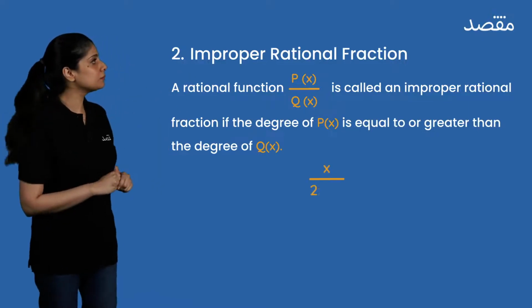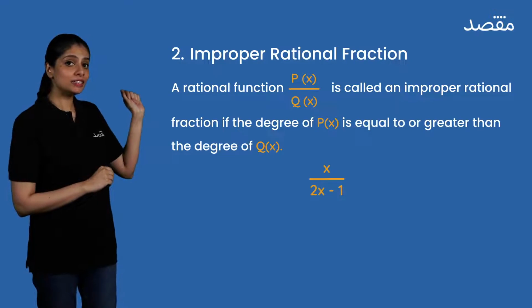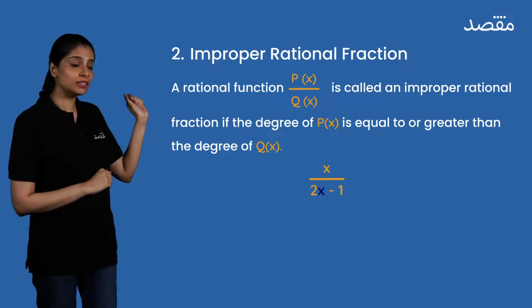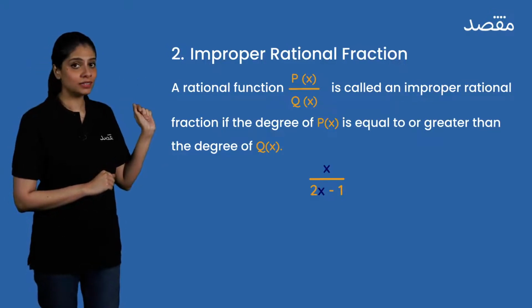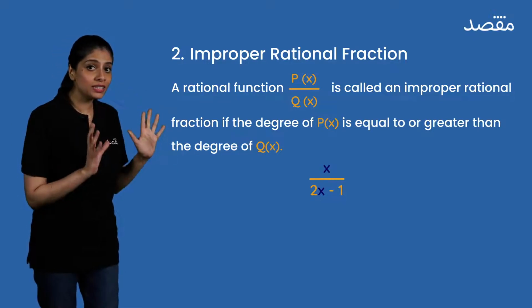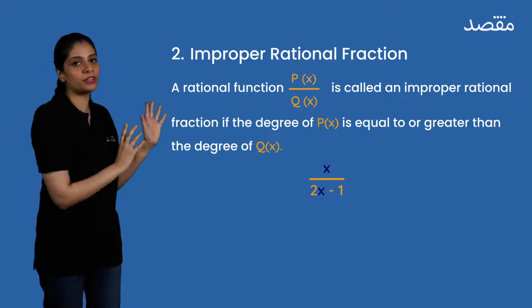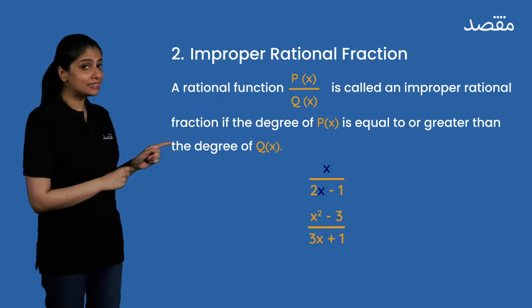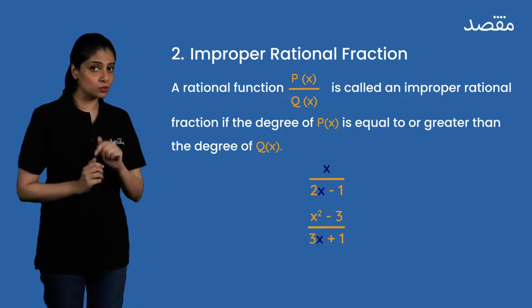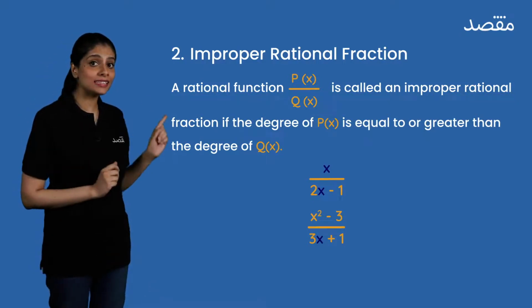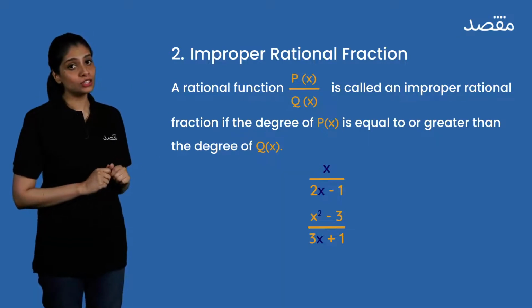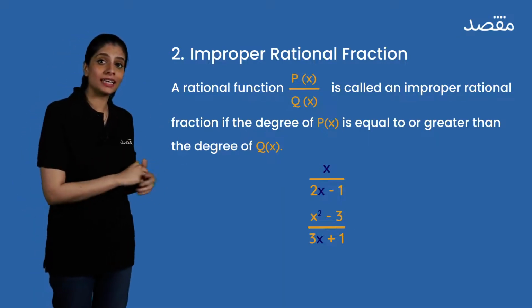अब इधर हम example में क्या देख सकते हैं? इधर degree of x in the denominator and numerator is 1. That is the same. तो ये क्या कहलाएगा? ये कहलाएगा improper rational fraction. और इधर degree of x in the denominator is 1 while the degree of x in the numerator is 2. तो ये improper rational fraction कहलाएगा.